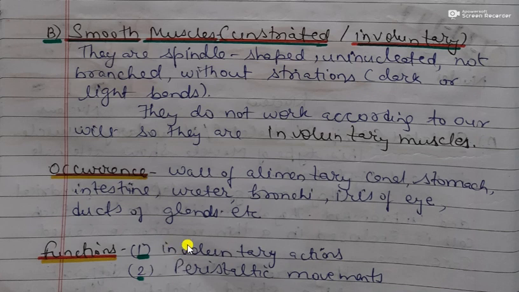Now the function of smooth muscles. Smooth muscles help in all the involuntary actions and peristaltic movement. Peristaltic movement means alternate contraction and relaxation. Peristaltic movement pushes the food downward from the esophagus to the stomach. So such a movement is called peristaltic movement and it is carried out by smooth muscles.